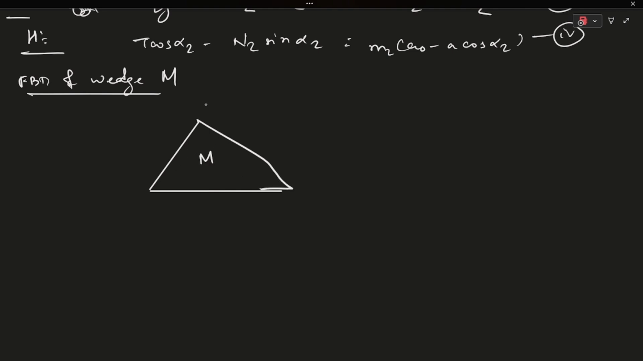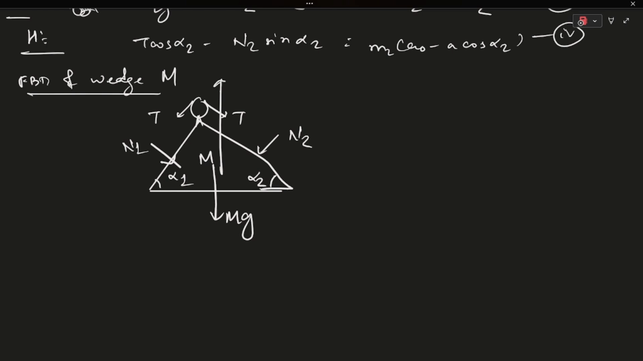This is mass m. There's a pulley, tension in this direction, tension in this direction. There is N1, N2. This angle is alpha 1. This angle is alpha 2. So there is a force mg and normal from the ground, and capital M has acceleration a naught along this.